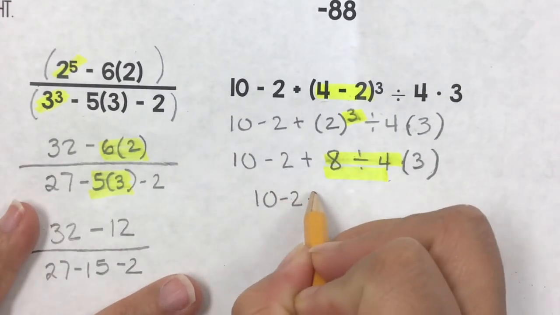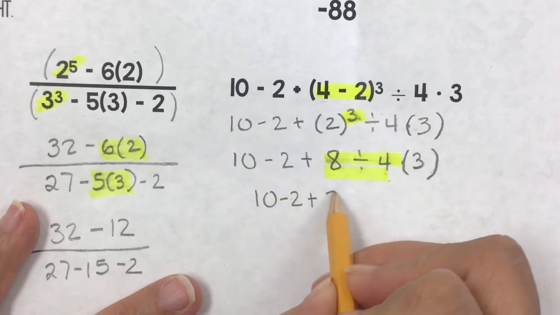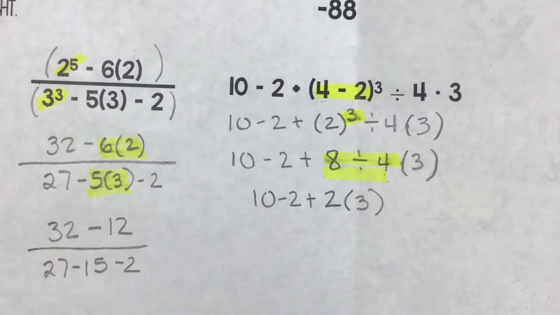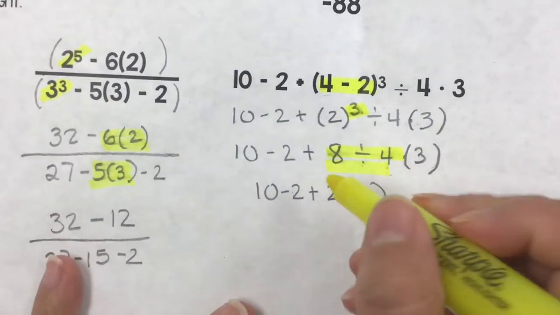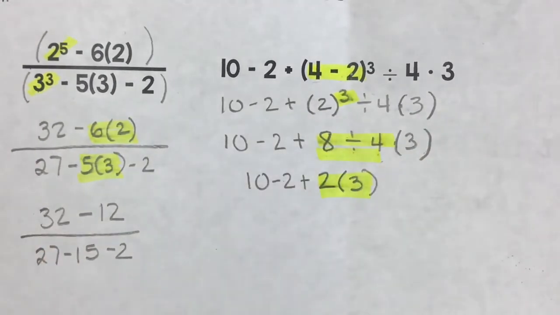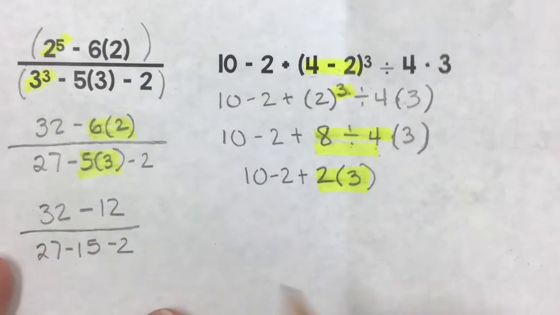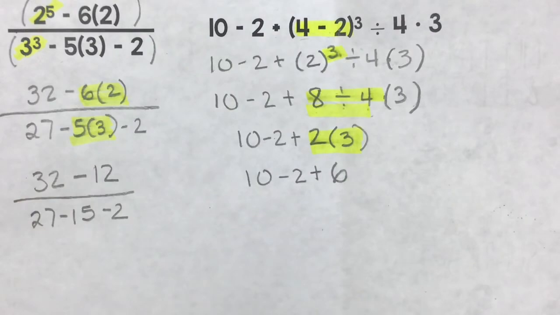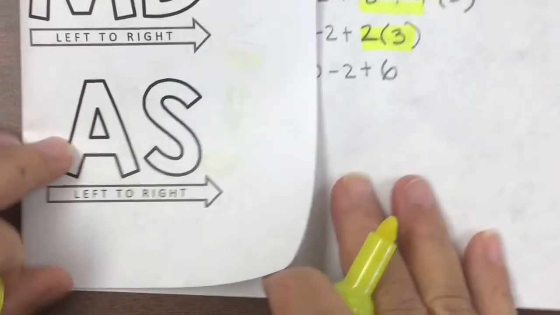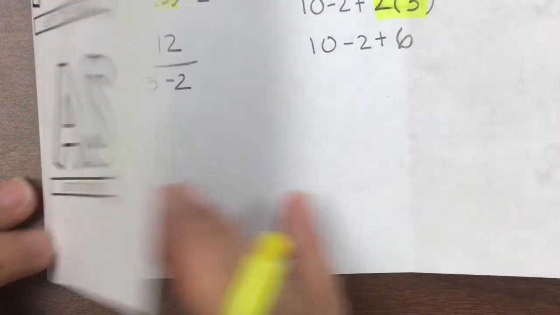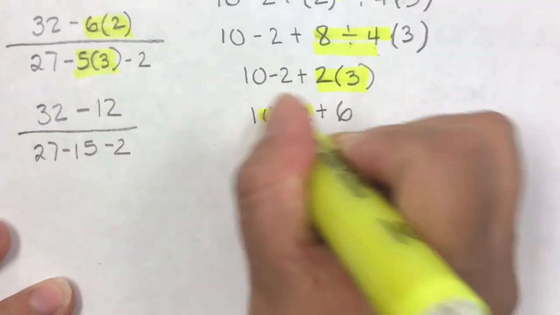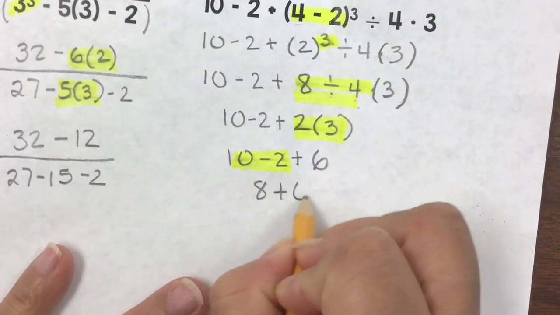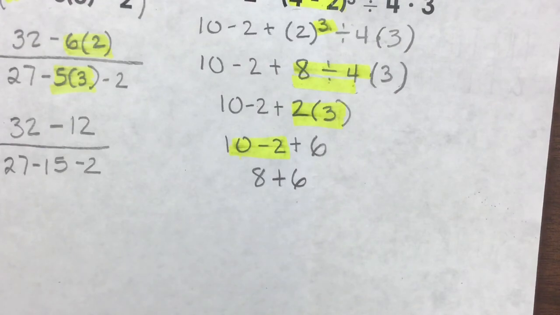10 minus 2 plus 8 divided by 4 is 2. And then we rewrite the times 3. We have to do it again, multiplication and division from left to right. The one we see is right here. So it'd be 10 minus 2 plus 6. The last one is addition and subtraction. The first one that we see is the subtraction right here, 10 minus 2. That gives me 8 plus 6. And lastly, 8 plus 6 is 14.